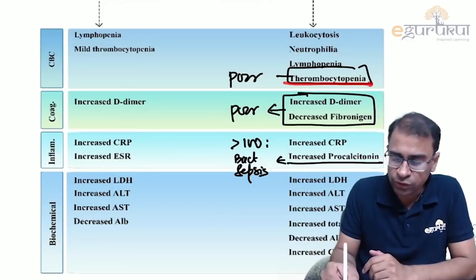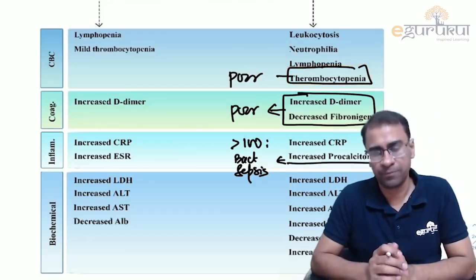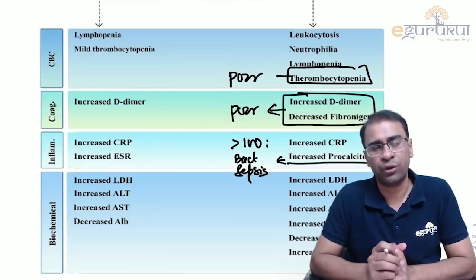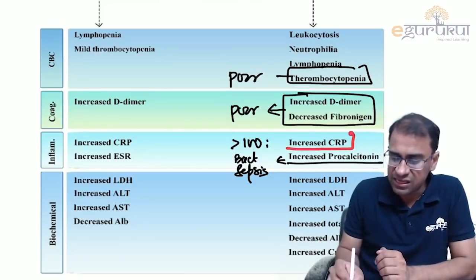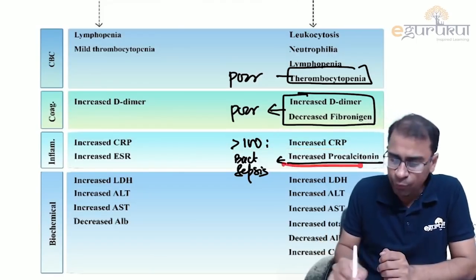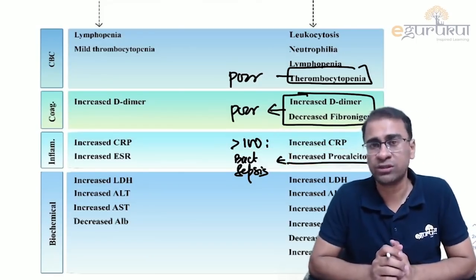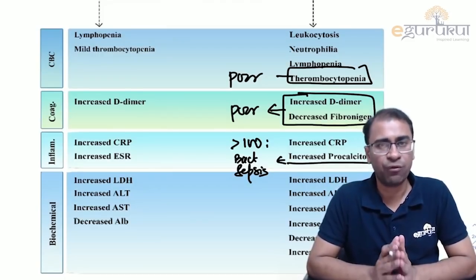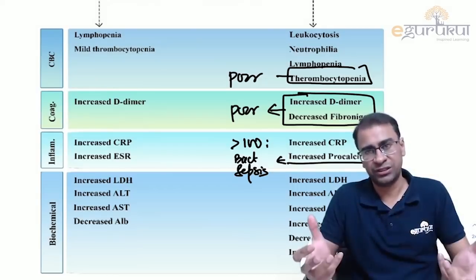Not to forget, thrombocytopenia is a poor prognostic marker. Increased D-dimer and decreased fibrinogen again becomes a poor prognostic marker. Increased CRP more than 100 is an indicator of poor prognosis. A high procal level will also indicate a patient going towards bacterial sepsis and is actually an indicator of poor prognosis. Finally, what should you do in these patients?